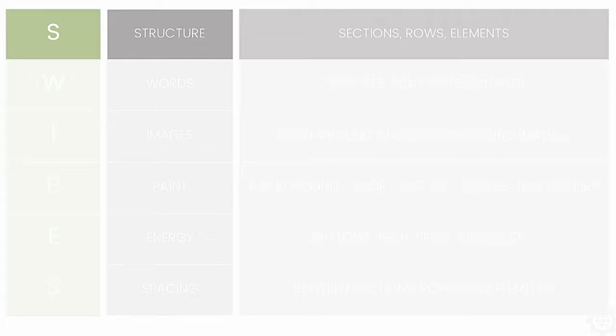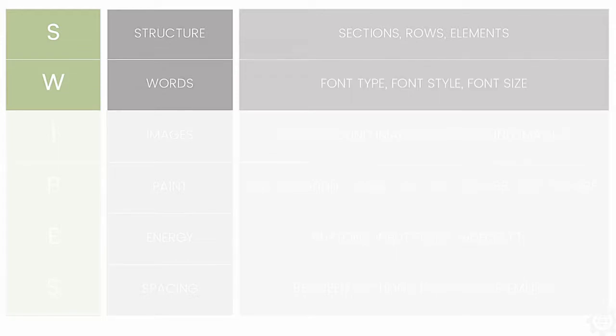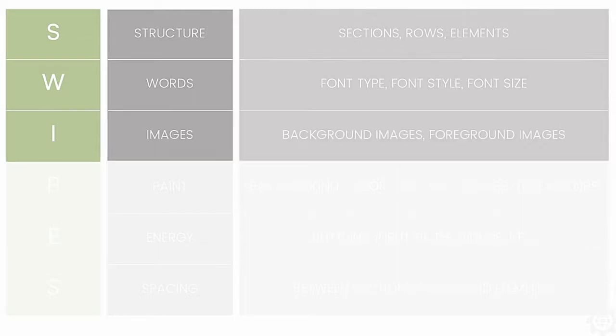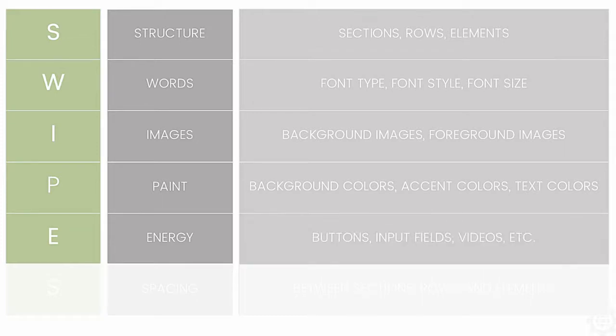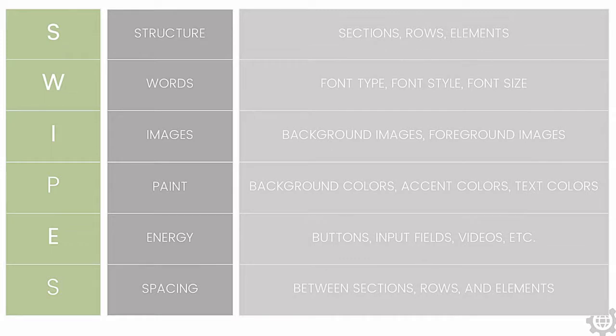Now, S stands for structure: sections, rows, and elements. W stands for words. You're going to look at the words of these emails that your competitors are using, what font types, what font styles, what font sizes. I stands for images: you're going to look at the images your competitors are using, the background images, the foreground images. P stands for paint: what are the background colors, the accent colors, the text colors. E stands for energy: what kind of energy are they employing within their emails? Do they have buttons? Do they have input fields, videos? And S stands for spacing. How much space is there between sections, between rows, and between elements?